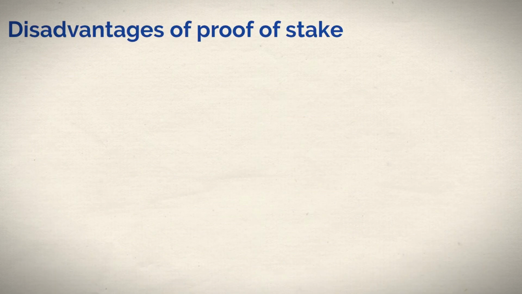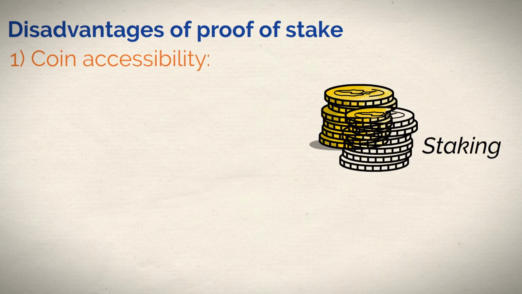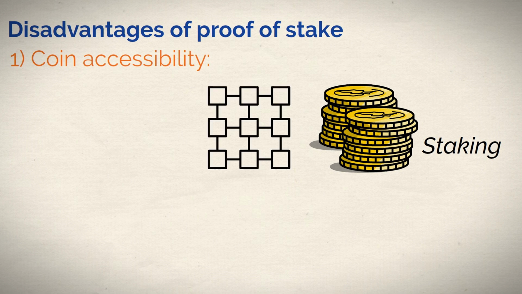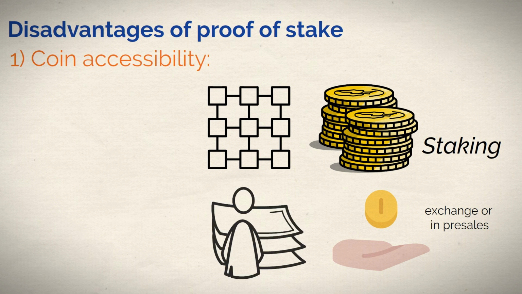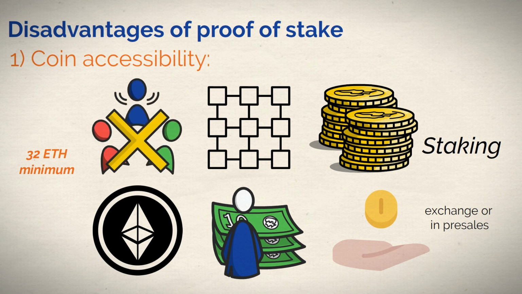Moving on, let's look at the disadvantages of Proof of Stake. First up, coin accessibility. Staking like this always requires holding a native token of the blockchain, and these tokens can usually be obtained from an exchange or in pre-sales. However, sometimes users need a significant amount of money just to get started on staking. For instance, Ethereum staking requires a minimum of 32 ETH, which is not exactly accessible to everyone.